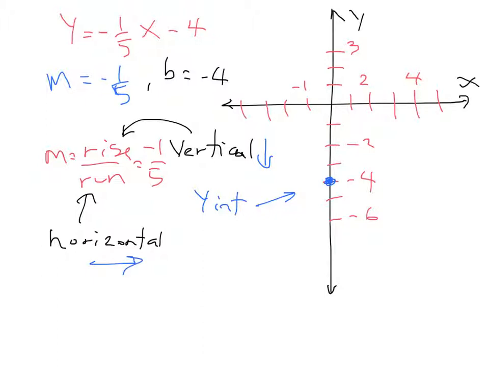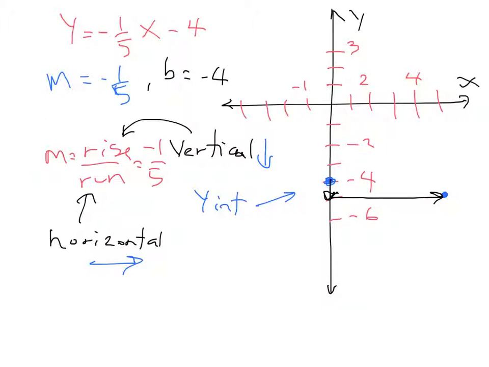So where do I start? I go to my y-intercept. I'm here. Then the rise is negative 1, so I go down one step. And then the run is 5, horizontally to the right. So it's 1, 2, 3, 4, 5. Right here will be my second point. The way I did it is I went down one step, and then 5 to the right, and that's your second point.